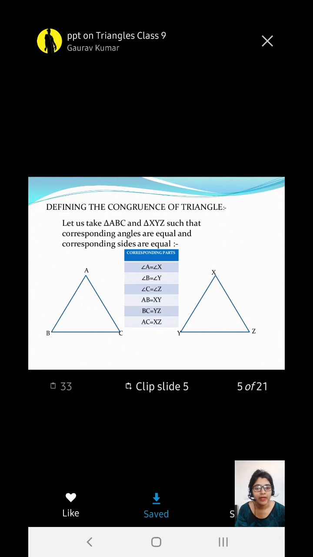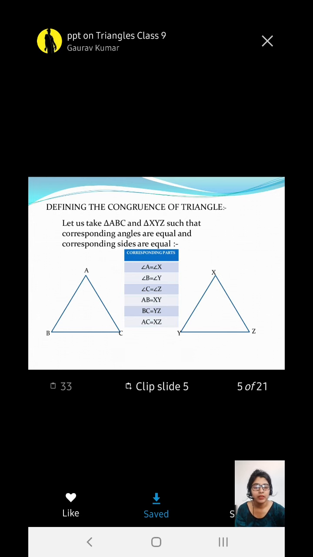In the next slide you can see you have two triangles, triangle ABC and triangle XYZ. It is given to us that angle A is equal to angle X, angle B is equal to angle Y, and angle C is equal to angle Z. We are also given that AB is equal to XY, BC is equal to YZ, and AC is equal to XZ. So we have been given all these conditions.